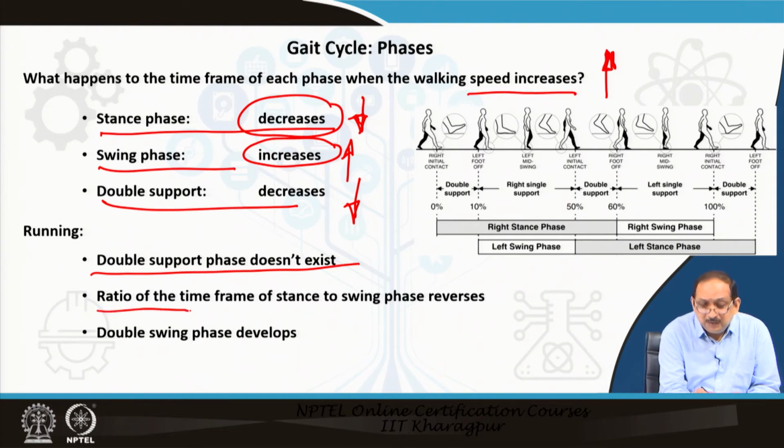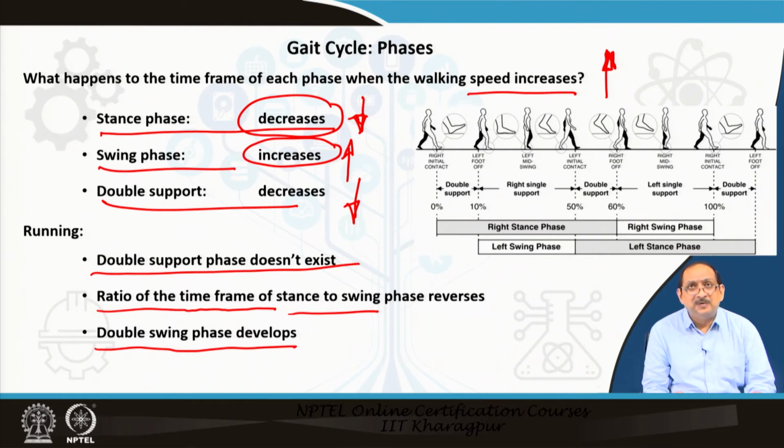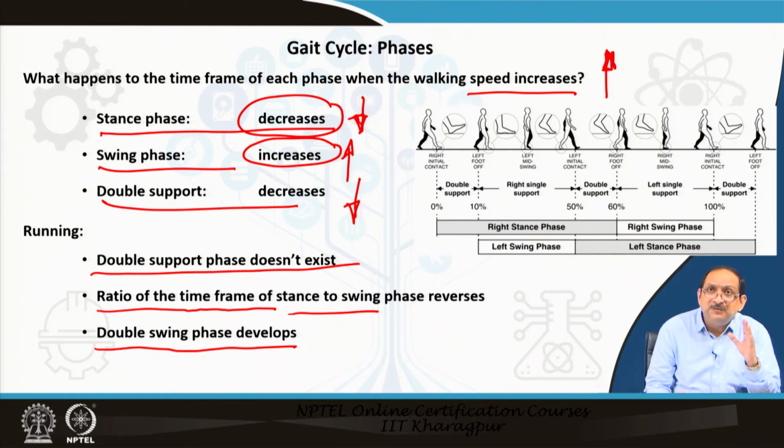The ratio of time frame of stance to swing actually reverses, and the double swing phase develops in case of running. So, running is different from walking. Walking can be slow walking, fast walking, but running is a completely different event as compared to walking.